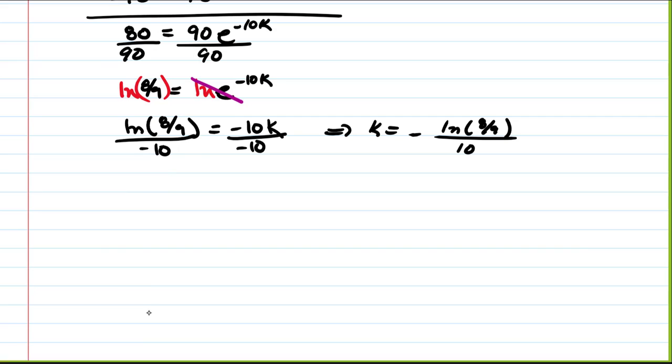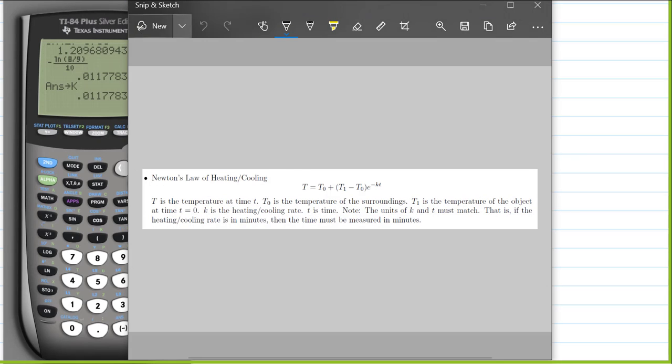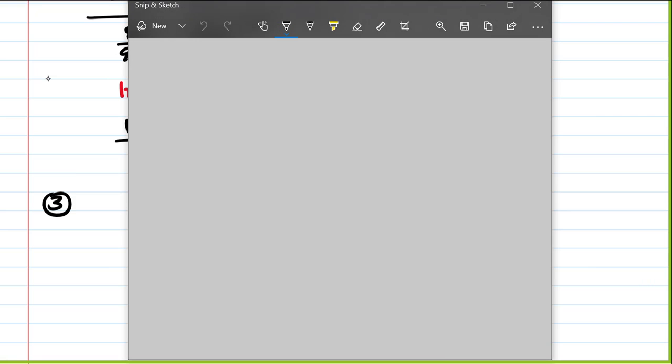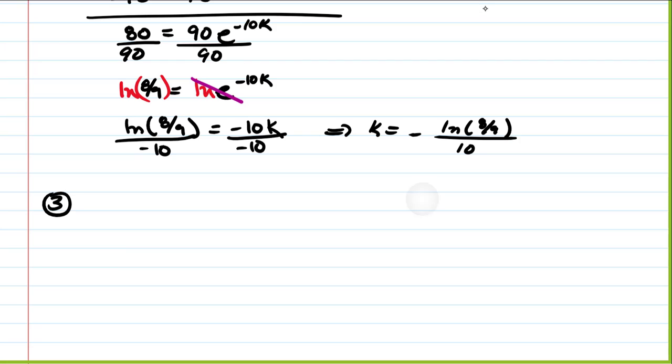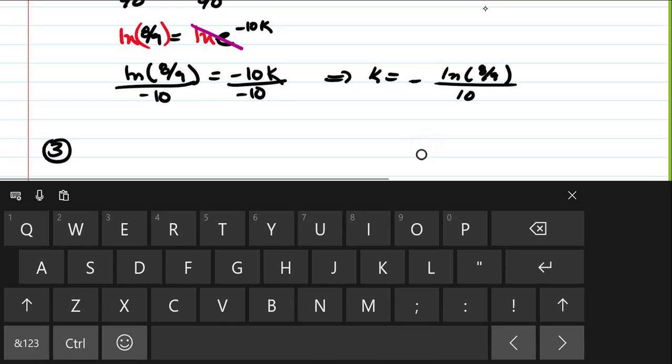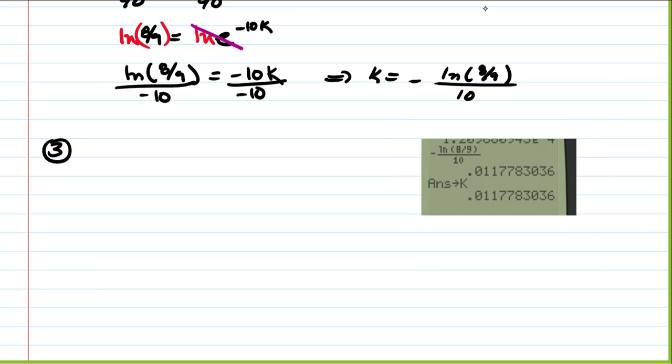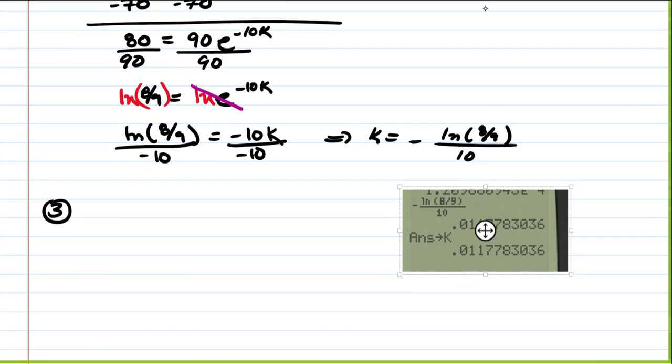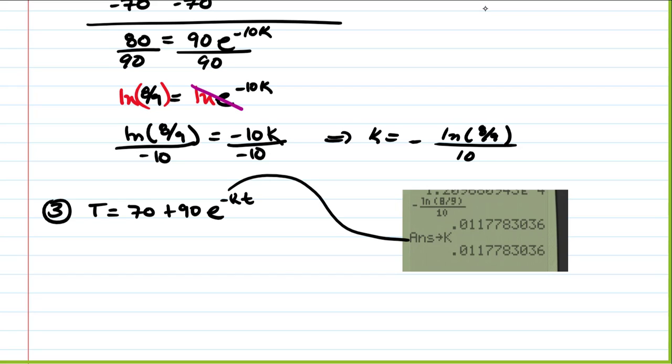So now, step 3 is I just put k back in, but since it's in my calculator, we've pretty much done that already. So our model is going to look like our equation from step 1, but we've now solved for k. So our model from step 1 is 70 plus 90 e to the negative kt. And once again, k is in our calculator.